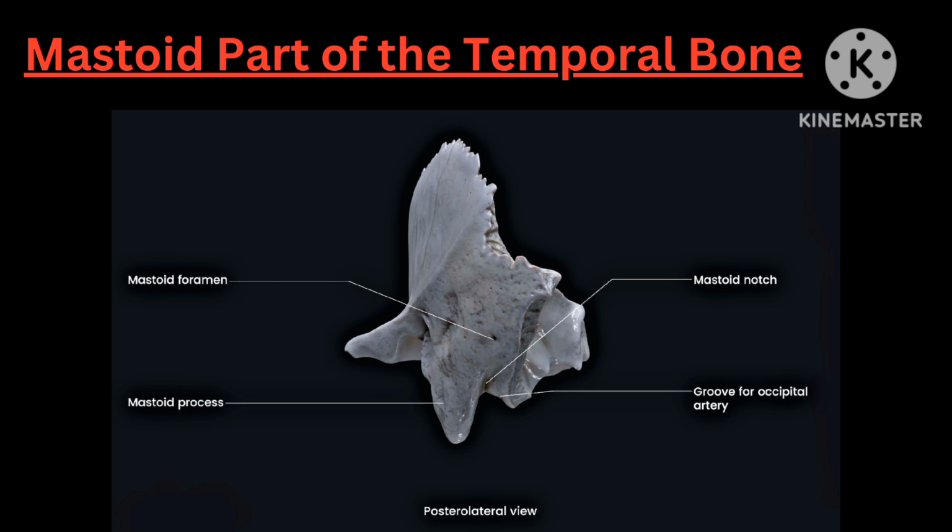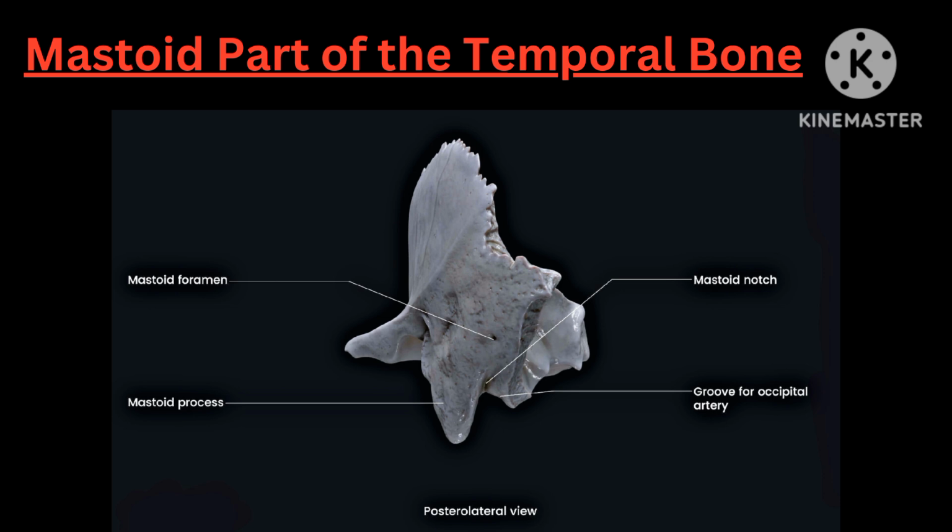Mastoid notch is a groove located on the medial side of the mastoid process. It serves as the attachment site for the posterior belly of the digastric muscle. Medial to this notch is the groove for the occipital artery, or occipital groove, which houses the occipital artery. Behind the mastoid process on the mastoid part of the temporal bone is the mastoid foramen. It serves for additional venous drainage from the cranial cavity, as it transmits an emissary vein that connects the sigmoid sinus with the suboccipital venous sinus.